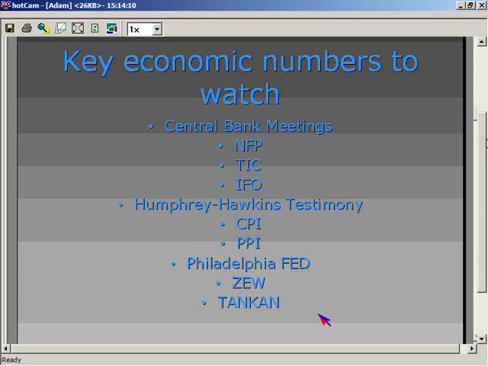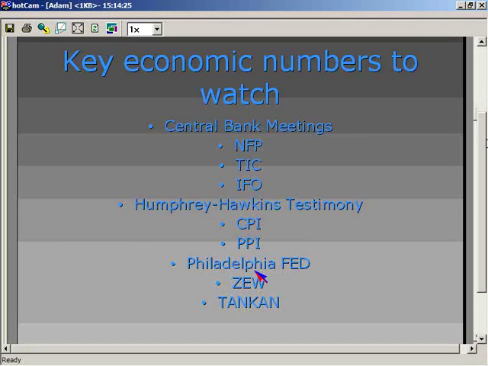We have the Humphrey Hawkins testimony, which can oftentimes really give us a forward-looking view to the Fed. We have CPI, Consumer Price Index, PPI, Producer Price Index. We have the Philly Fed. We have the ZEW, and we have the Tankan. We're going to discuss these numbers in more detail right now.